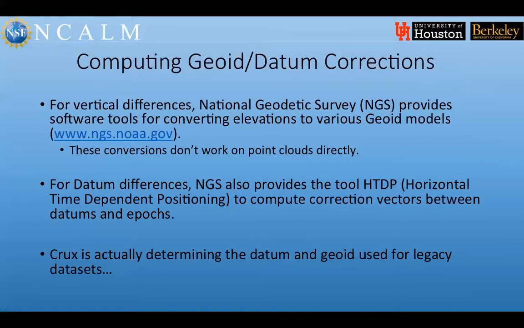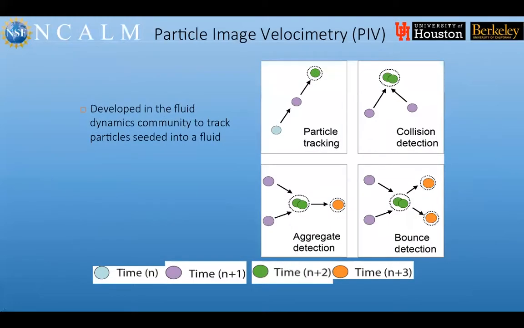So switching gears a little bit, I wanted to introduce what I'm going to be talking about in terms of change detection. I'm going to be discussing a technique called PIV, or particle image velocimetry. And this technique has nothing to do with determining topographic change. It was actually developed in fluid dynamics to track particles seeded in fluid.